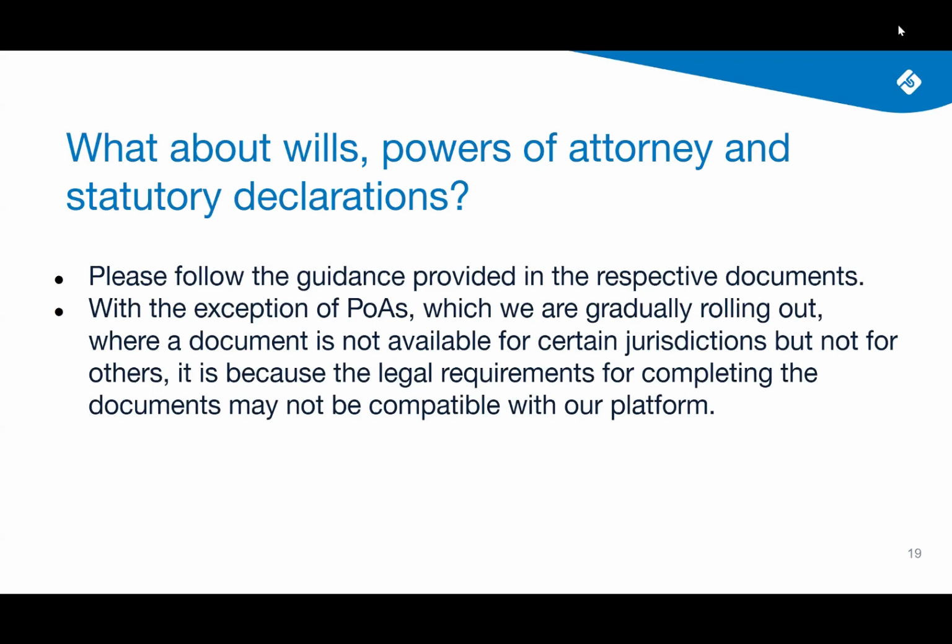Where a document is available for certain jurisdictions but not for others, it's because the legal requirements for completing documents may not be compatible with our platform or any online platform, right? So for instance, you have a Victorian will, which is a separate document, and it says that signing it through e-signature is allowed. But then you have a will for all other states where you're not able to sign an enforceable will online. You have to do it in person. Please be mindful of that. Don't try to use a will from one state for another state jurisdiction.